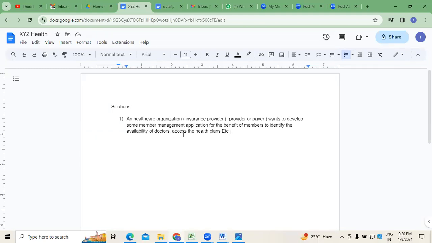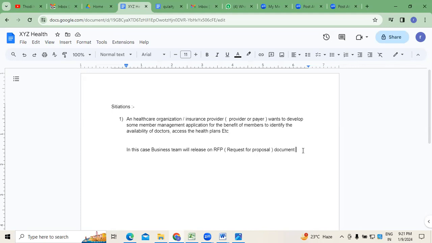This is the first scenario. In this case, the business team in your organization will sometimes release an RFP document. RFP stands for request for proposal. Because being a business analyst, sometimes we need to have knowledge of RFPs. That is the reason I'm explaining this to you. RFP document, request for proposal.